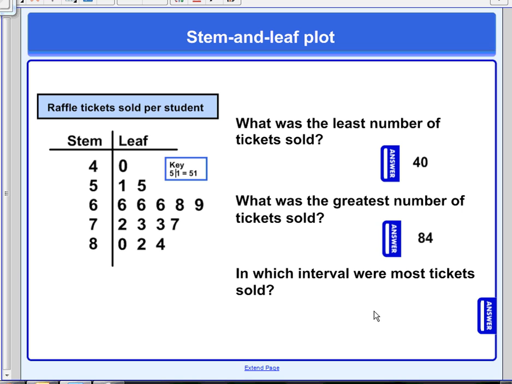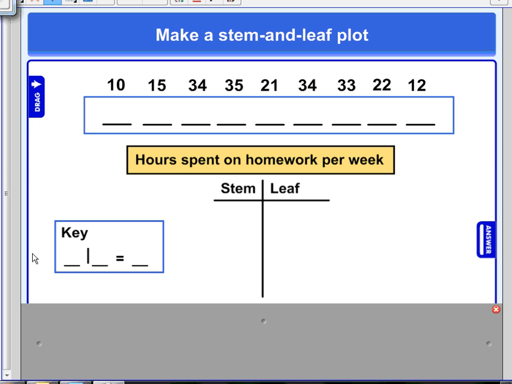Now, when it says in which interval were most tickets sold, they're talking about which particular row. So in this case, we would say between 60 and 69. So in the 60s is where the most tickets were sold. And we can obviously see that because there's 1, 2, 3, 4, 5 tickets sold in that particular area.